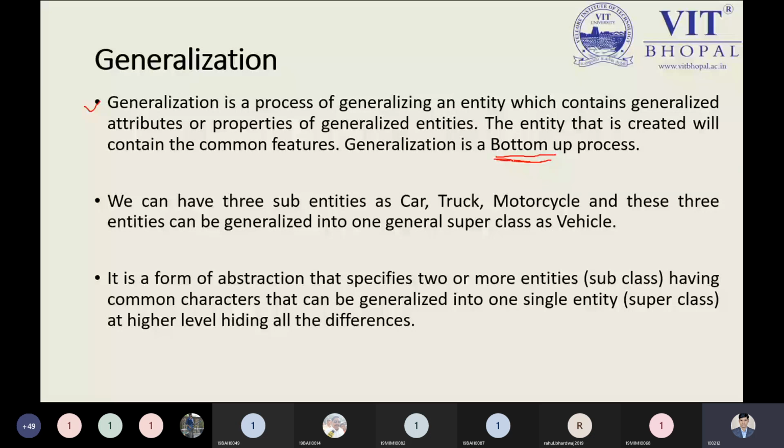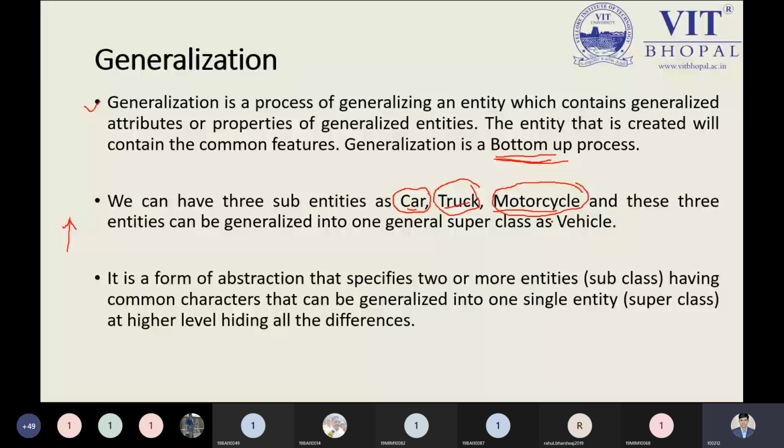So we will understand this concept from bottom to up. You can understand there are three sub entities: car, truck, and motorcycle. We have the entity car, we have the entity truck, and we have the entity motorcycle. All these come under a category of main entity.